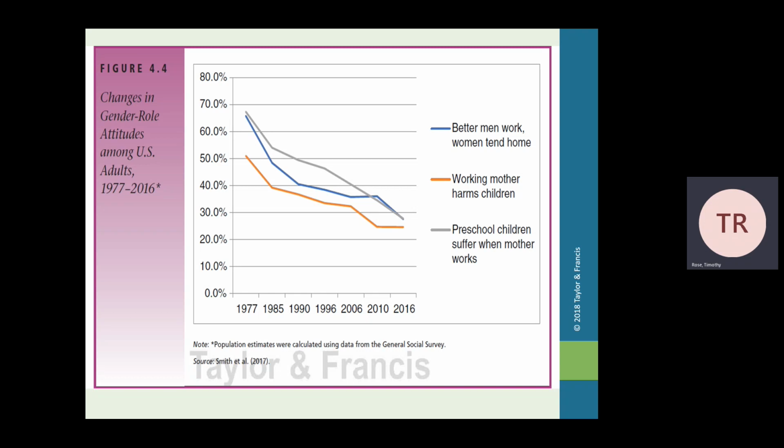In the late 70s, orange line is at 50%. The blue and gray line are each somewhere between 65 and 70%. Fast forward that to 2016, we find all of these measures hovering just between 20 and 30%.